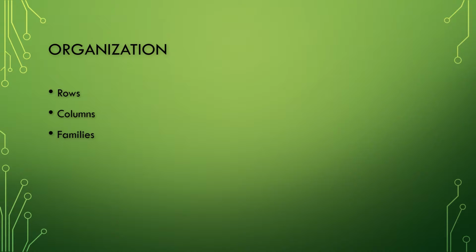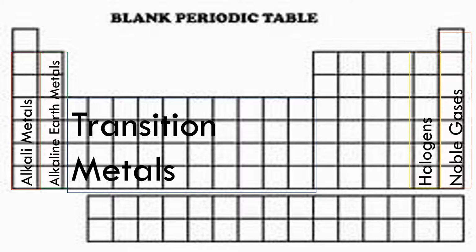And finally, the periodic table is divided into 5 families. These families are alkali metals, alkaline earth metals, transition metals, halogens, and noble gases. As you can see here, alkali metals are over here. Notice hydrogen is not included in it.